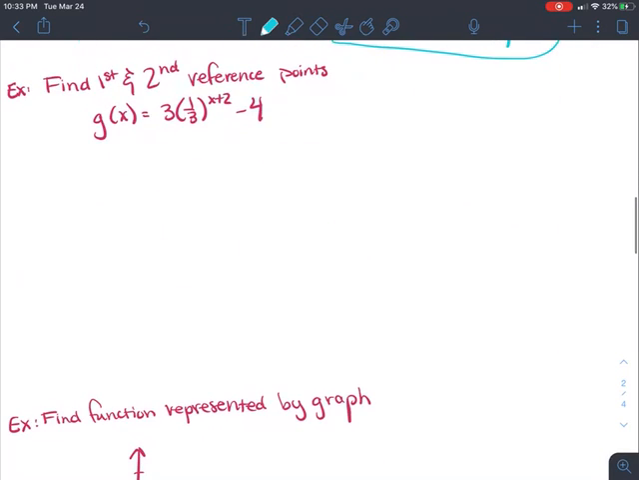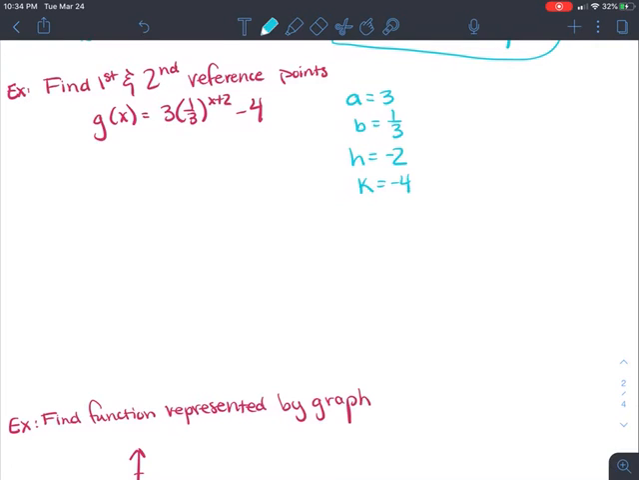For this example, it says find the first and second reference points. Here's my transformed function. I'm going to list my values. a is 3. b is 1 over 3. h equals negative 2. k equals negative 4. Remember, the reason h is negative 2 is because this is a plus 2. If this was a minus 2, then h would be a positive value. But since it's plus, it's a negative value.